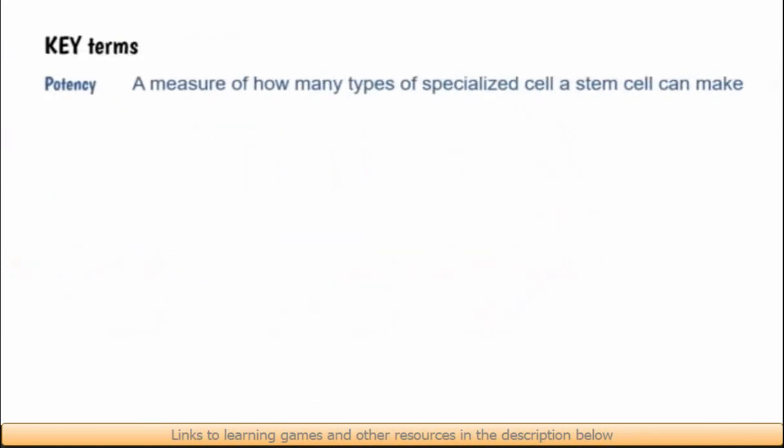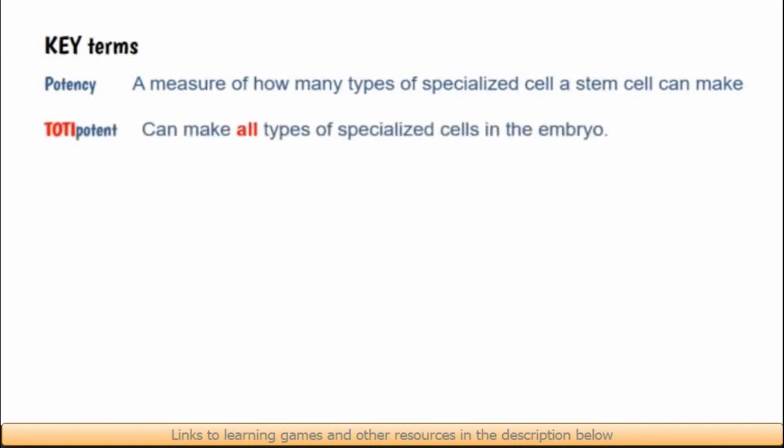There are some different terms that you need to know which describe the range of cells that a stem cell can become. Totipotent stem cells can become absolutely any cell type, including the placenta and the umbilical cord. Embryonic cells within the first few cell divisions after fertilization are the only cells in our body that are ever totipotent.